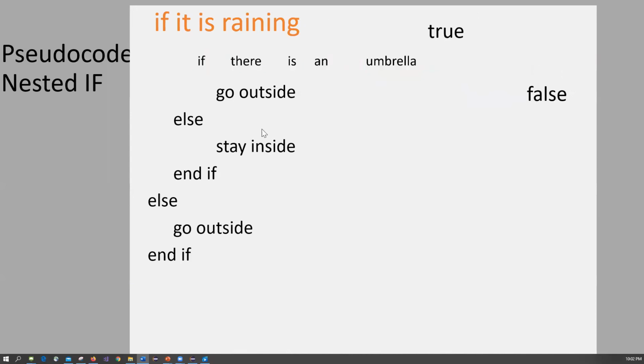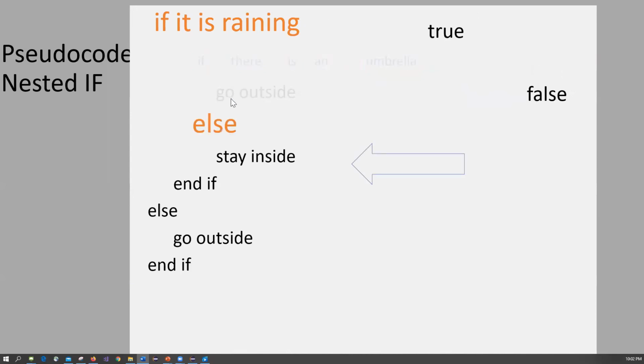Then instead, we're going to go to the else portion of the if. We're going to stay inside. But what if it is raining is false? Okay, so it's not raining.